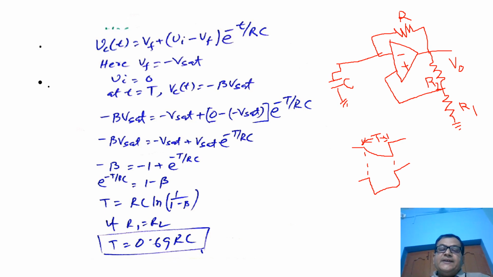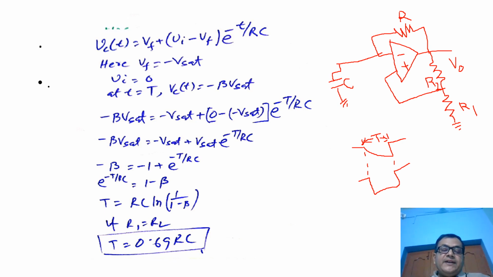Now what is beta? We have considered it as R1 by R1 plus R2. If we consider R1 equal to R2, then beta becomes 0.5, so it becomes natural log of 1 by 0.5, that is natural log 2, which is 0.69. So the value of T is 0.69 RC.